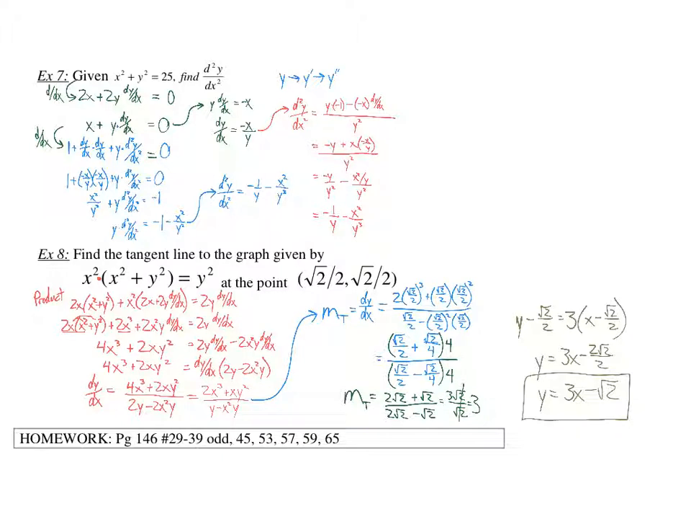So we've got some problems here to work with. 29 to 39 the odd, 45, 53, 57, 59, and 65. So I'm going to give you the rest of our time to start that, ask questions and whatnot. Alright? There we go.